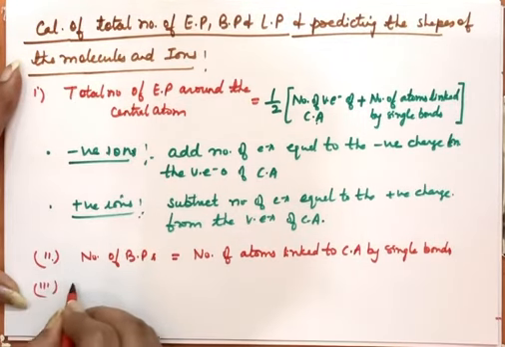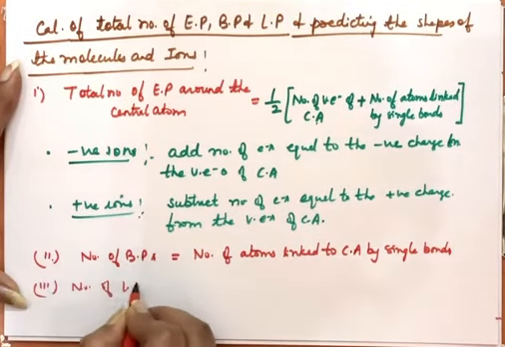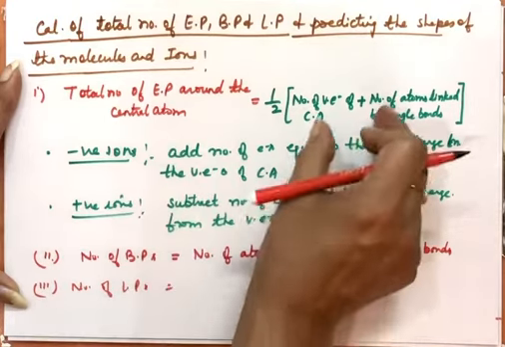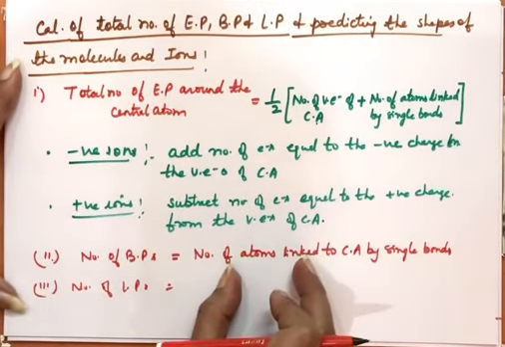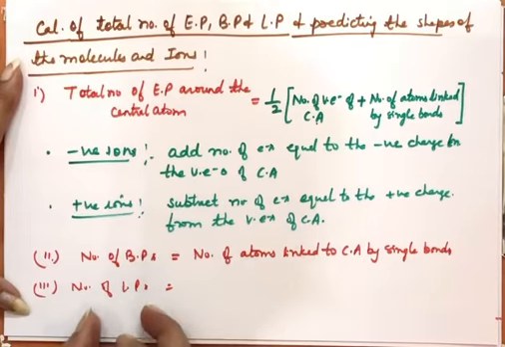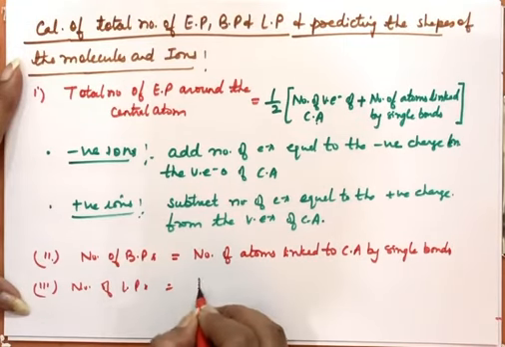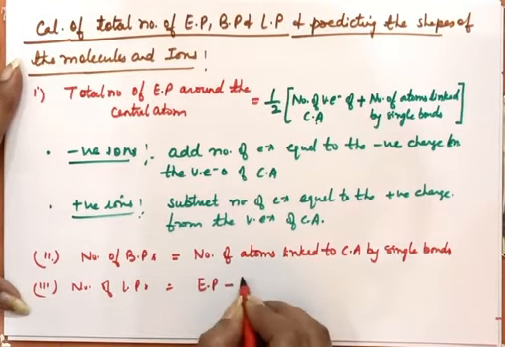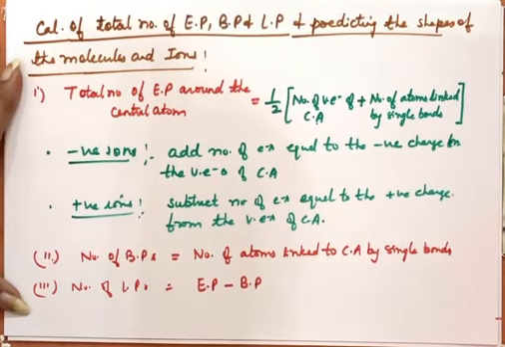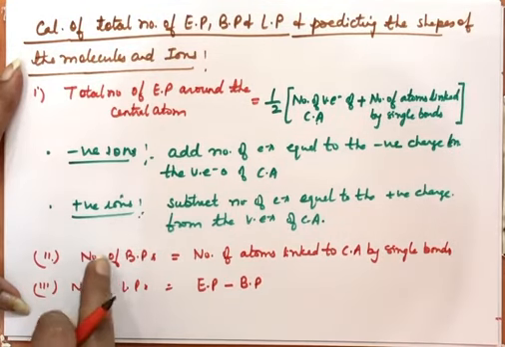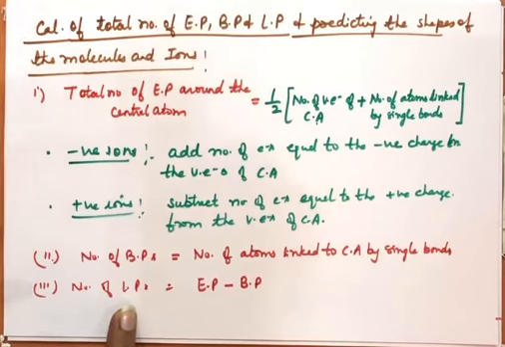Now the number of lone pairs. We have calculated the number of electron pairs. We have calculated the number of bond pairs. Subtracting the two will give us the number of lone pairs. So electron pairs minus bond pairs is equal to the number of lone pairs. Now if we know the bond pairs, we know the lone pairs. If we remember that table of VSEPR theory, we can predict the shape of the molecules.